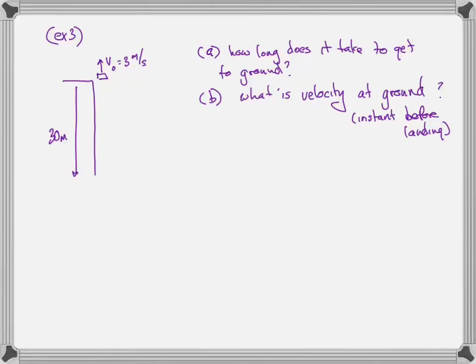So let's do another one-dimensional problem. Let's now take our book up to the top of the building. We're really abusing this book, but that's all right. It's for the sake of physics. Let's throw it upwards at 3 meters per second. Okay. So how do we do this?